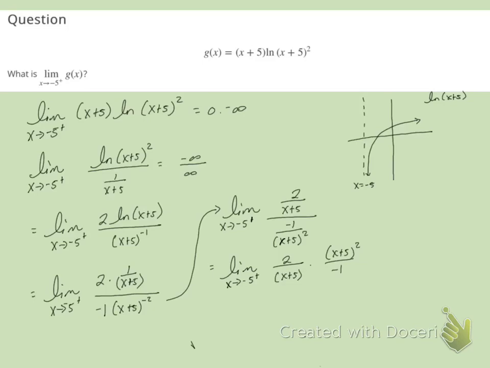And we can cancel one of these x plus 5s, and then we'll have the limit as x approaches -5 from the right of, let's write this as -2 times x plus 5. Now when we do a direct substitution, we'll have -2 times -5 plus 5, giving us -2 times 0, or 0.